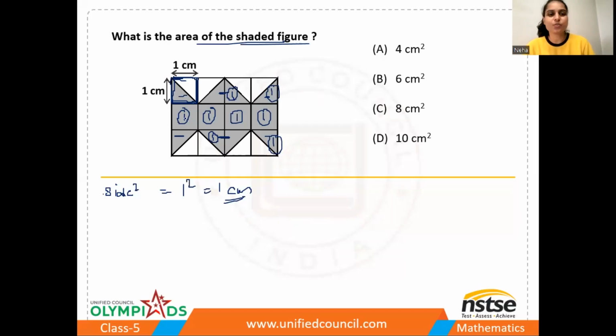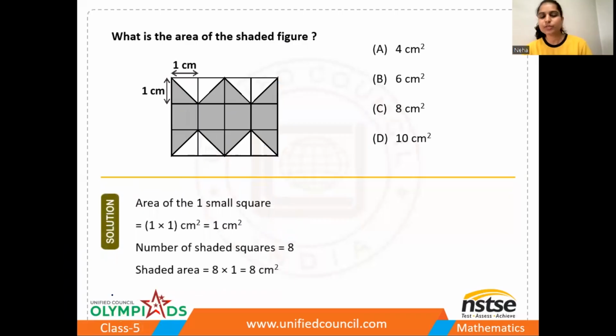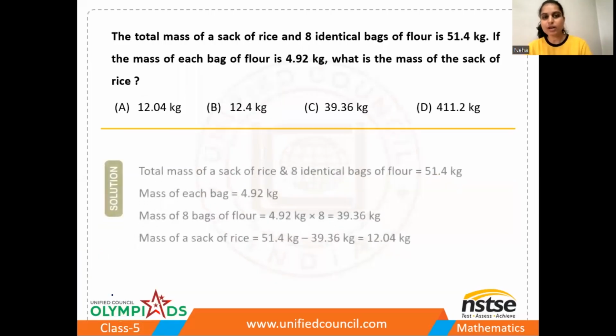Alright, let me count this. So 1, 2, 3, 4, 5, 6, 7, 8. 8 complete squares are there in the shaded figure. So I can say that your area is nothing but 8 centimeter square. Right? Alright. Let me show you the detailed solution of this question. Perfect, this is done. So let's move to the next question.